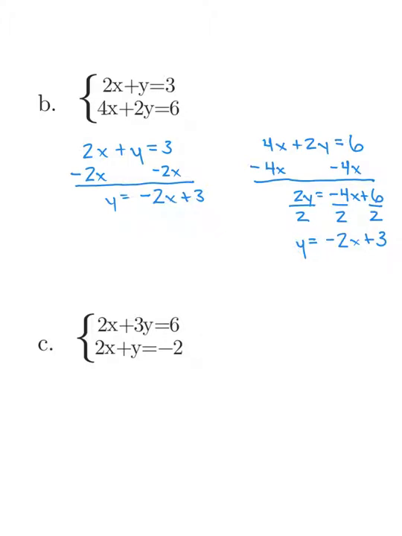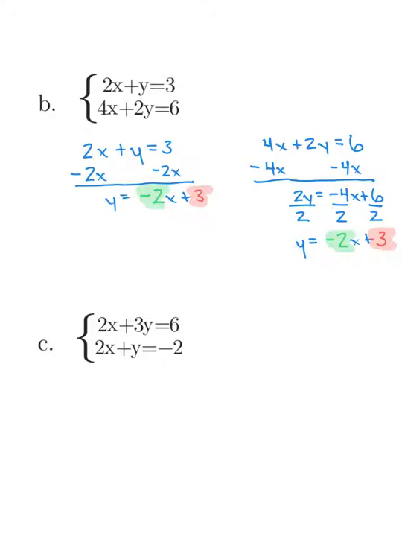So what do we notice about these two equations? Well, the first thing that I notice is that my slopes are the same. So that means that we either have parallel lines or the same line. The other thing that I notice is my y-intercepts are also the same.